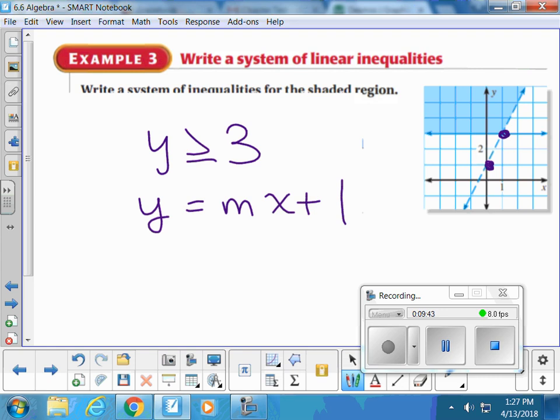Rise over run. What do you see it to be? What are you counting it out to be? 2 over 1. And just 2. And then same deal. We do not want an equal sign. We want an inequality symbol.